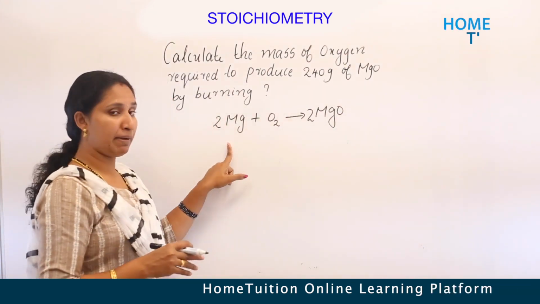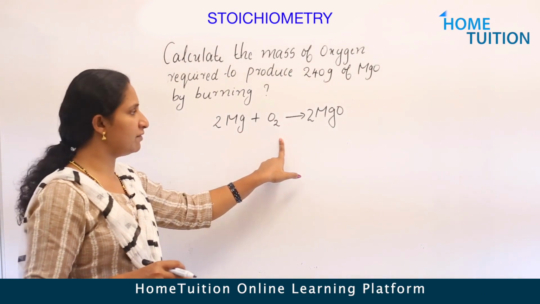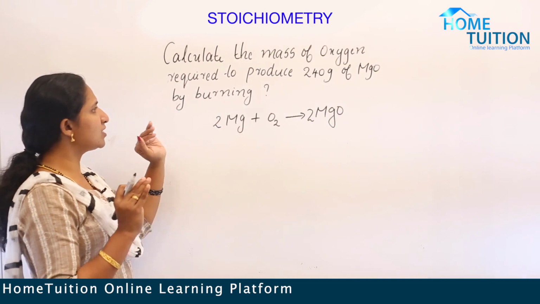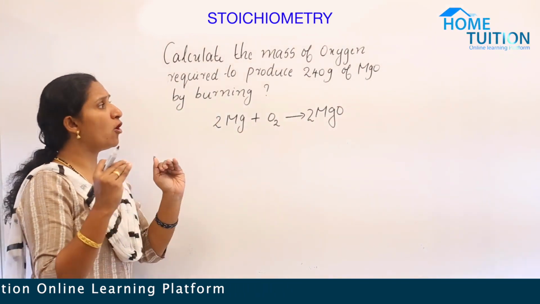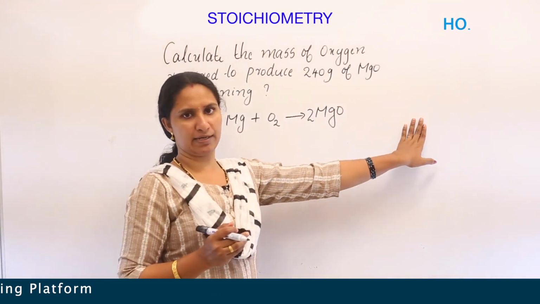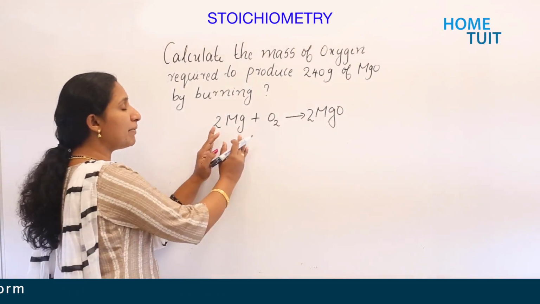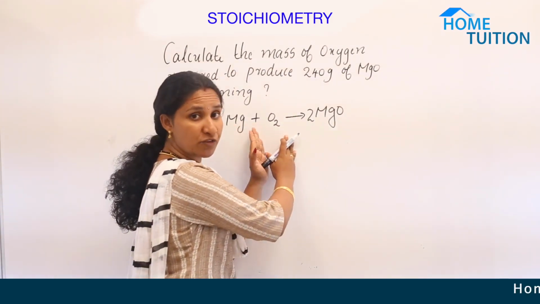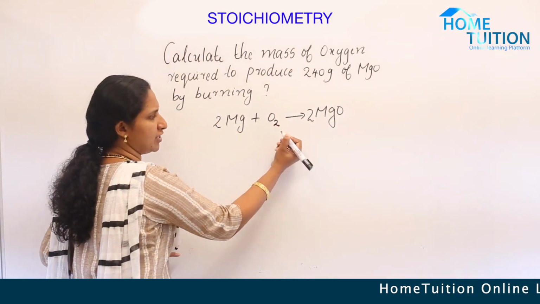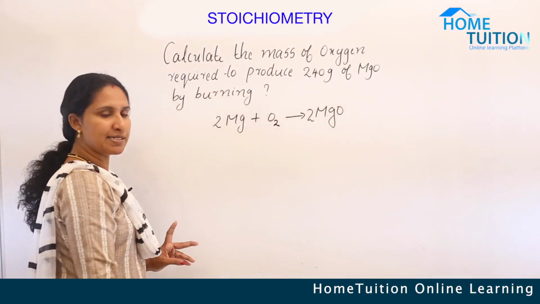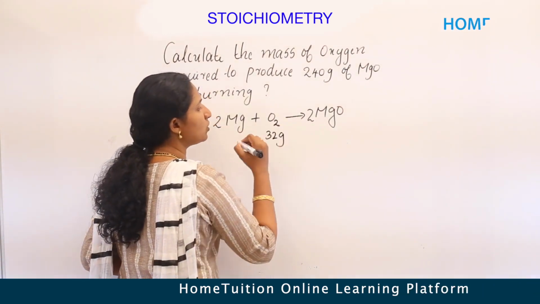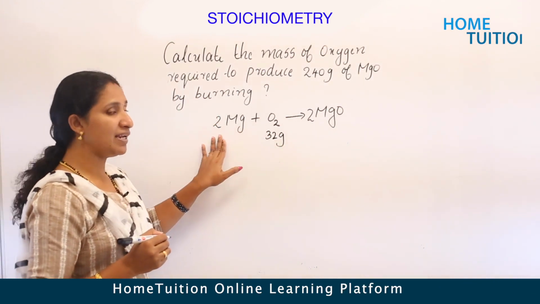So Mg, magnesium, combined with oxygen, we get MgO. And here our question is to find the mass of oxygen required to produce 240 gram magnesium oxide. Here no need to consider the magnesium, only the oxygen and magnesium oxide. And here 1 molecule oxygen O2, what's the mass? 16 into 2, that is 32 gram. 32 gram oxygen combined with the magnesium.